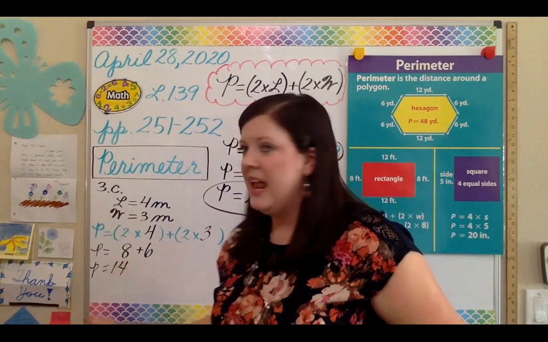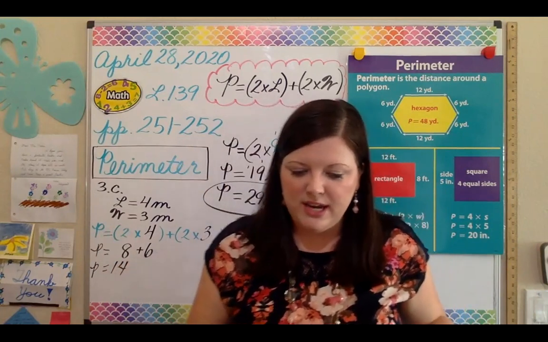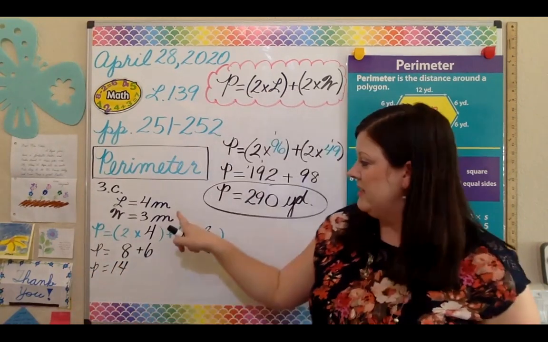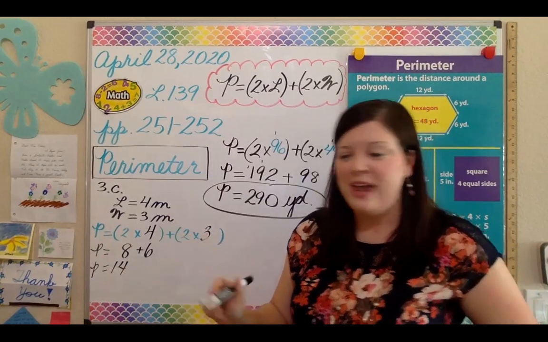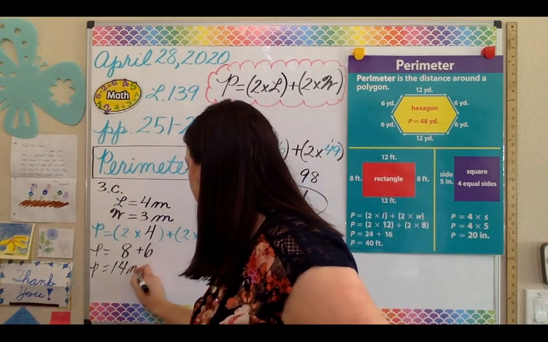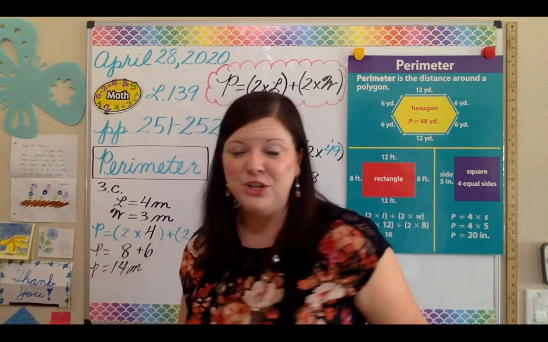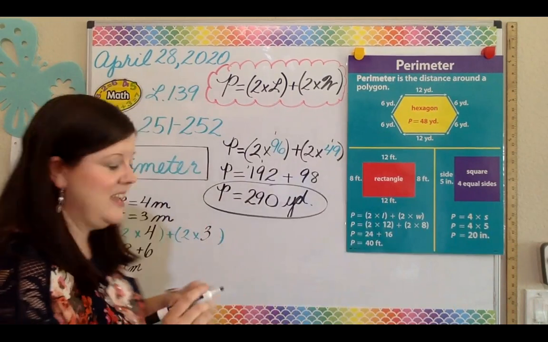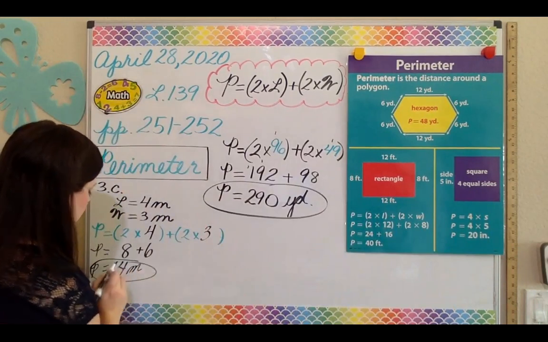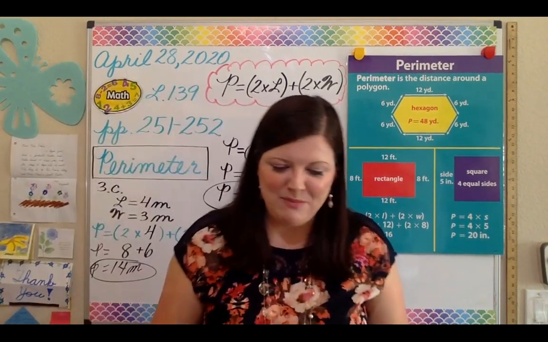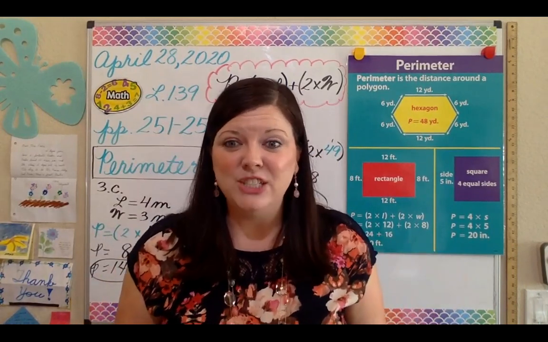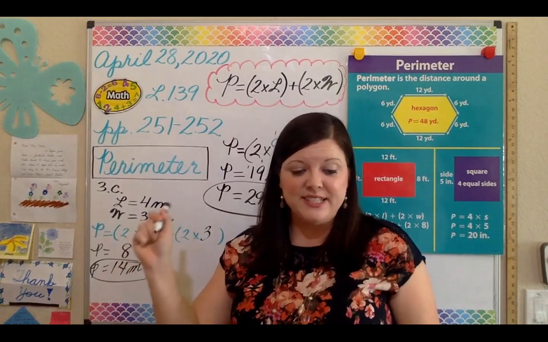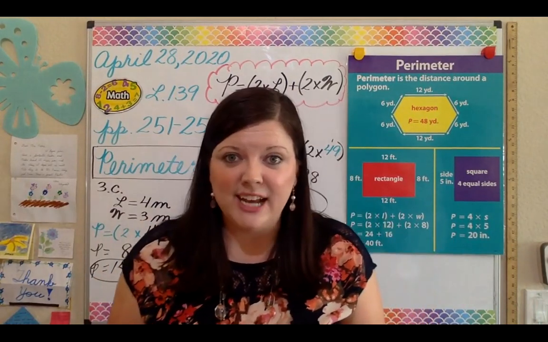14. Now don't just write 14. We have to write 14 what? Meters. If you know your abbreviation for meters, let's go ahead and write that. Remember, our metric units do not have periods at the end of them. So P is equal to 14 meters. Great. Now you will do all of the ones in section 3 exactly this way. Let's move on to section 4.